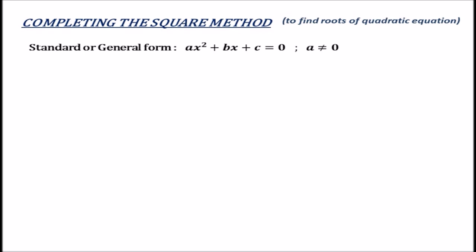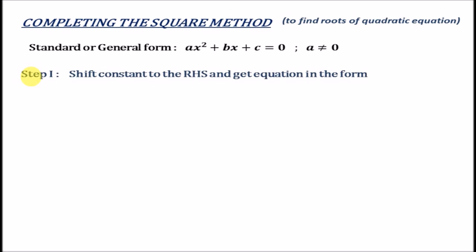In order to find the roots of a quadratic equation using the method of completing the square, we need to remember the following three steps properly. In the first step, we need to shift the constant to the right hand side and get the equation in the form ax squared plus bx equals minus c.